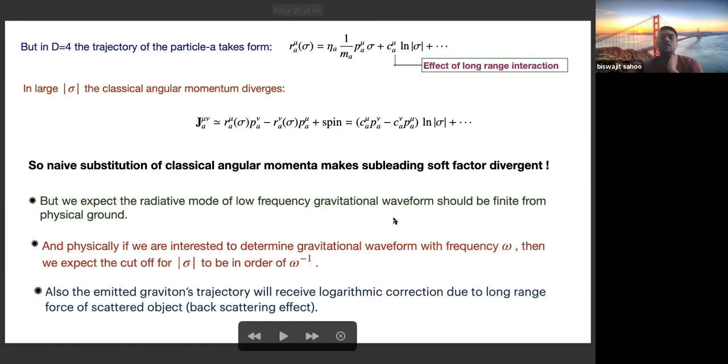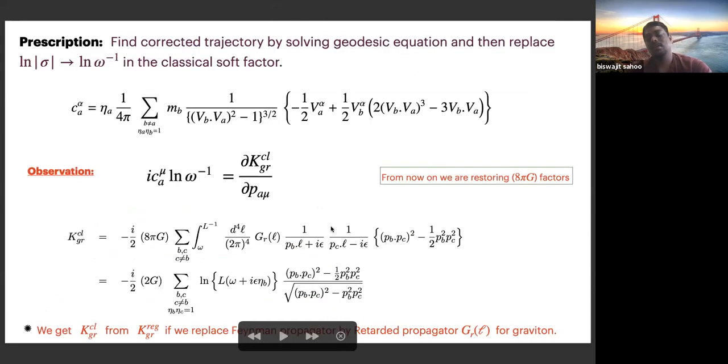But from physical grounds, we know that if we want to determine the gravitational waveform with frequency omega, then after the time of the trajectory, sigma, of order omega inverse, this cannot contribute to the gravitational waveform with frequency omega. So there is a natural cutoff for this sigma, and this is omega inverse. And then if we just substitute this, we can find out what the soft factor will be.